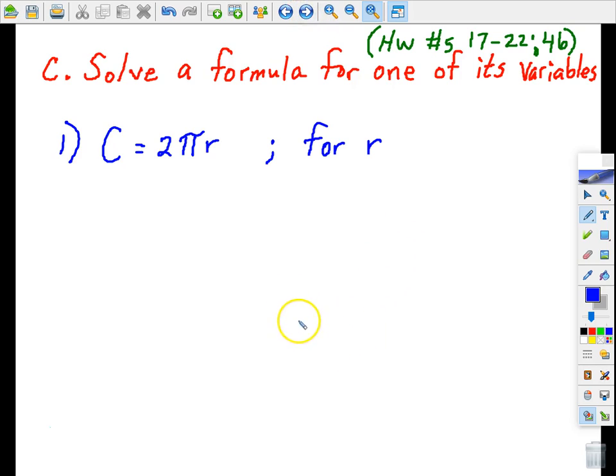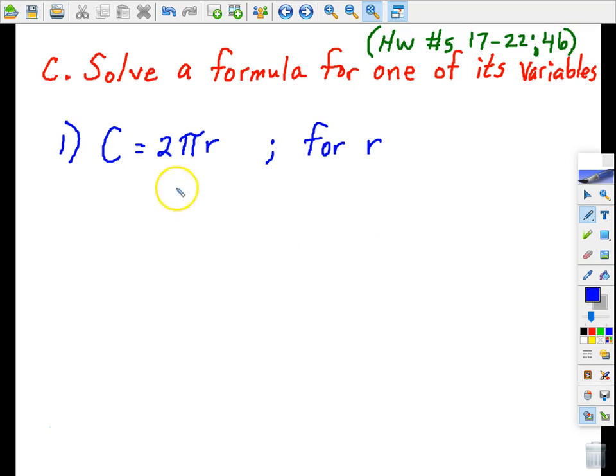Okay, now the problem's changed a little bit. Now we're into that second objective that we talked about at the beginning of the lesson, and you're going to be doing the same type of thing on these homework problems. And that is, we're given an equation solved in terms of one variable, but we're going to change the equation so that it's solved for a different variable. Okay, so really that same principle is true. It's all about inverse operations.